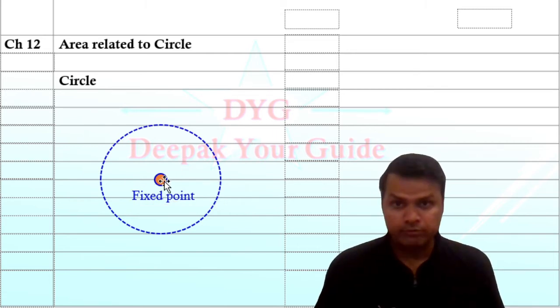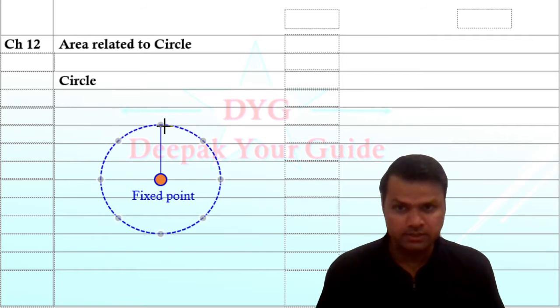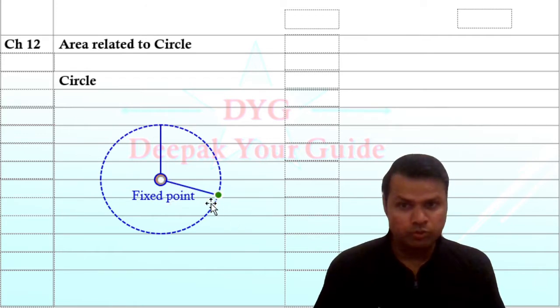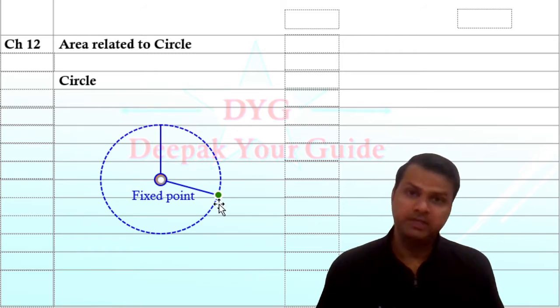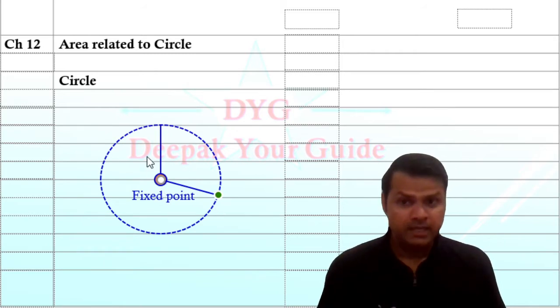For example, from this fixed point, if I take any point and calculate this distance, and then I calculate another distance from the same fixed point but now I change the point, let's say I take this point now. Whatever distance we have from this point to this fixed point, and from another point on the circle to this fixed point, these two distances will be the same. So if this distance is 2 centimeter, this will also be 2 centimeter.